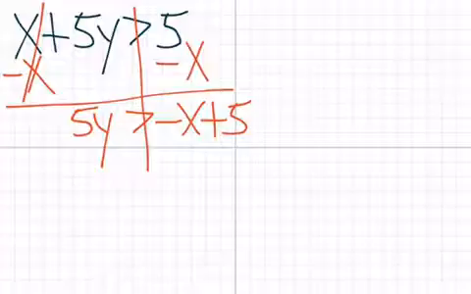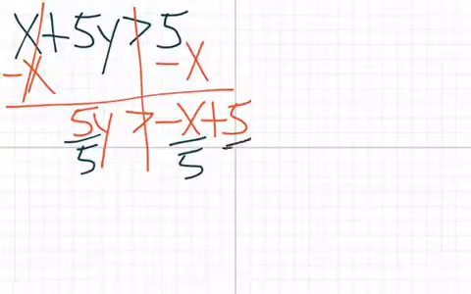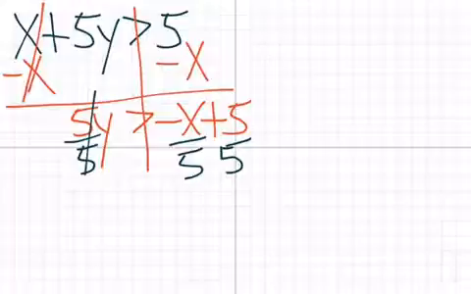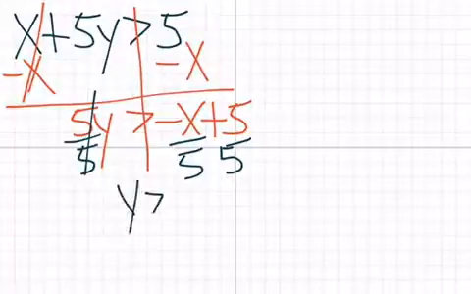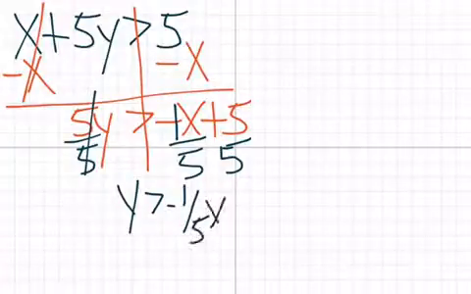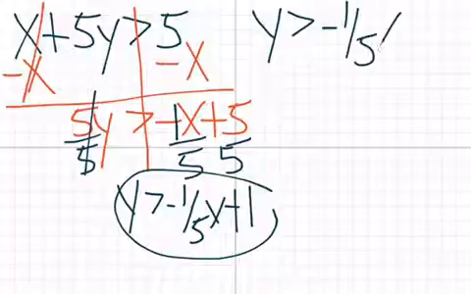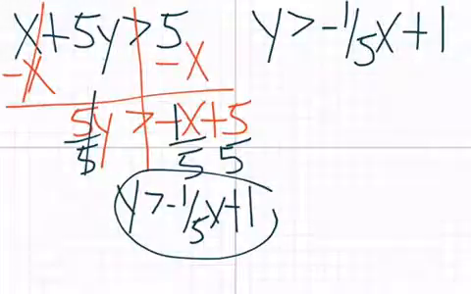Now I need to get y by itself. So now I have to divide both sides by 5. And when I do so, these 5's cancel. Now I have y is greater than... Remember, there's an invisible 1 in front of that x. So negative 1/5 x. 5 goes into 5 one time. So the equation I need to graph is y is greater than negative 1/5 x plus 1.